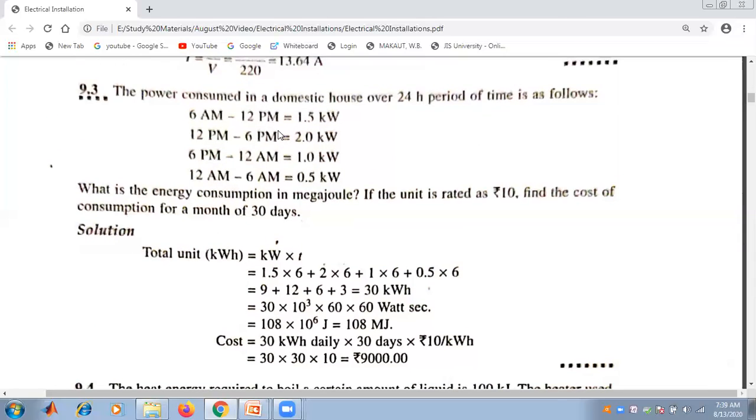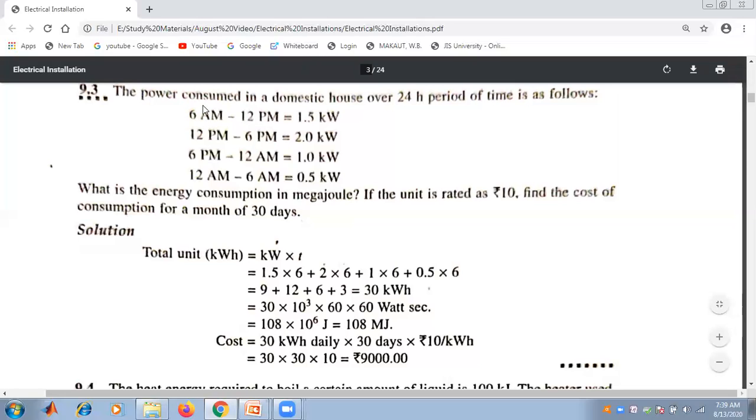So for the first interval, that is 6 a.m. to 12 p.m., the time is 6 hours and the energy consumed is 1.5 kilowatt. So it is 1.5 into 6. For the next 6 hours, that is 12 p.m. to 6 p.m., the energy consumed is 2.0.